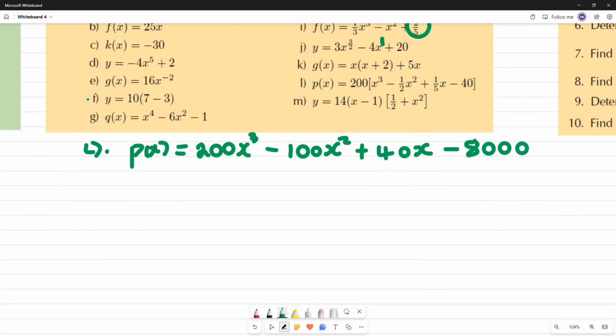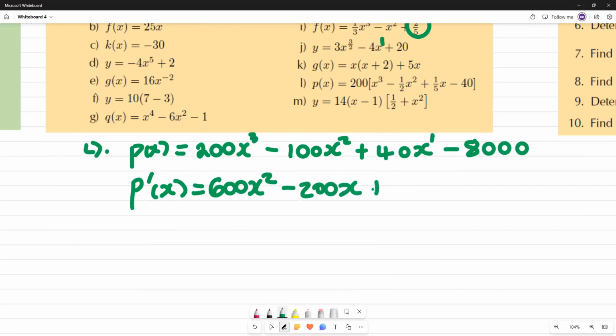Perfect. So now we remove the bracket, we can get the derivative. So 200 times 3 is 600, then x squared. 100 times 2 is negative 200, then x, because we take away 1. Here is going to just be 40, because 1 times 40 is 40, and then this will disappear because it becomes x to the power 0. This guy also disappears because the derivative of a constant is 0, right? Okay, perfect. So now let's do m.